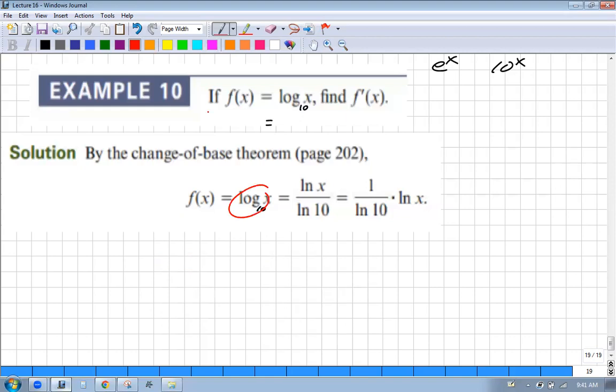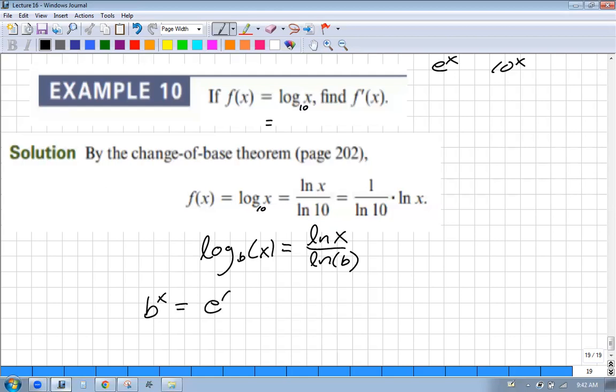So if you're going to switch the base, you can switch it to any base you want. If I have a log base b of x, I could switch it to the natural log. I just have to divide by the natural log of the base. It's the same reason why if we had b to the x, I could change this to e to the x times the natural log of b.